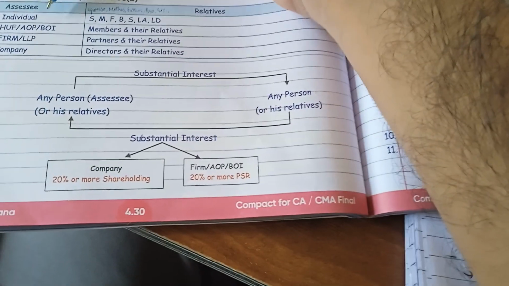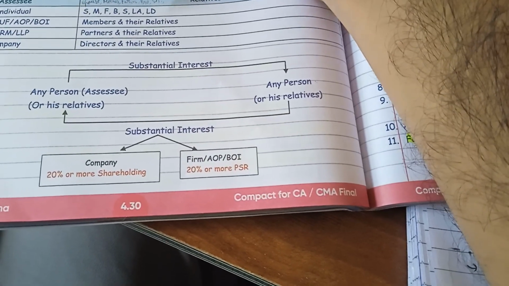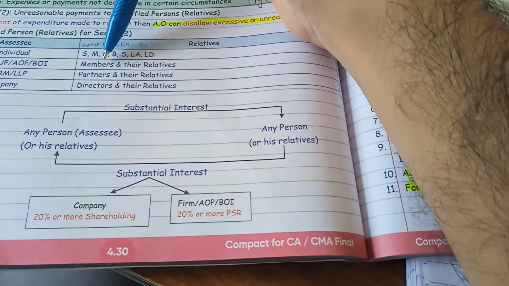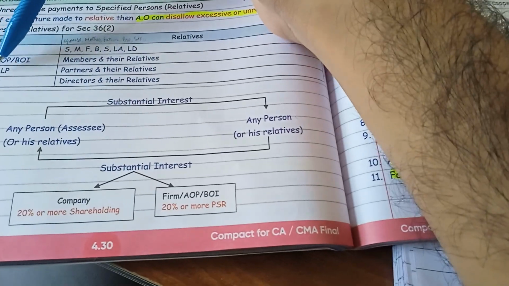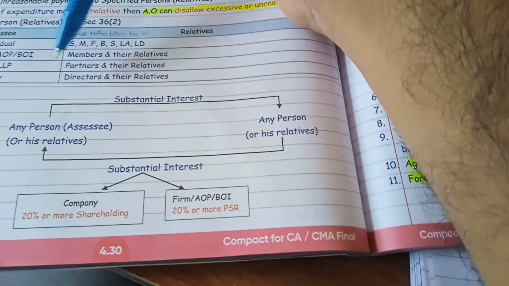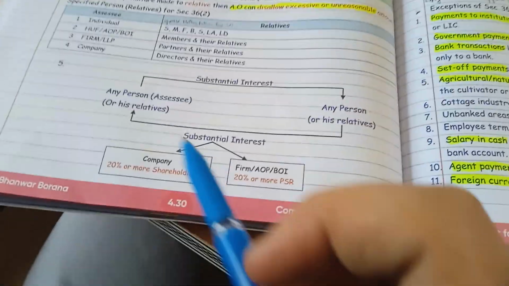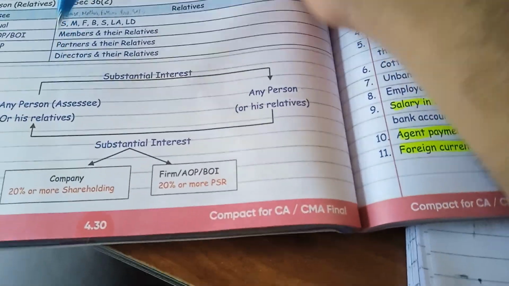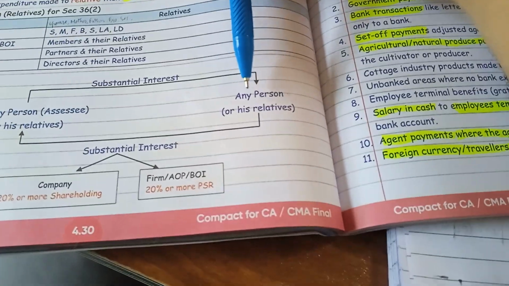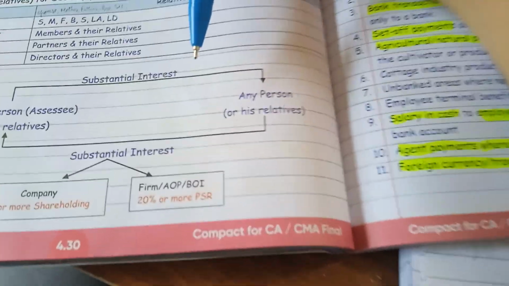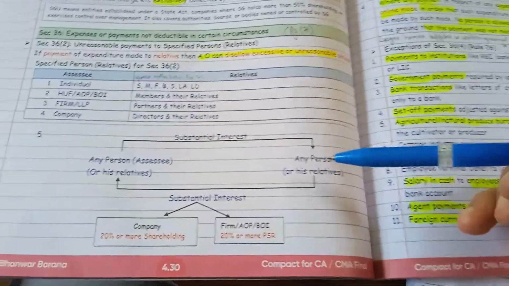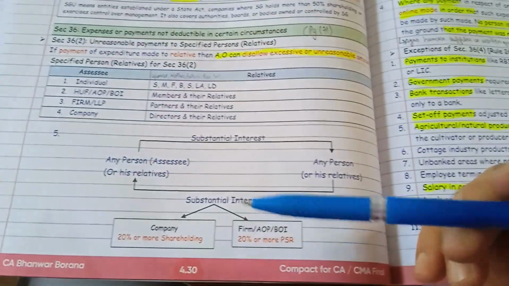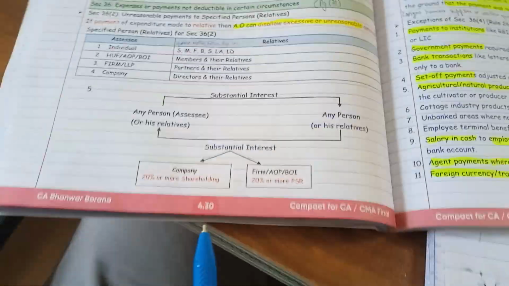So, in case of an individual, his spouse, mother, father, brother, sister, lineal ascendant, and lineal descendant are his relatives. For HUF, AOP, BOI, their members and relatives. For firm and LLP, partners and their relatives, and for company, directors and their relatives. And in case of any person, in case he has a substantial interest in any person or his relative, they will be considered as related. And in case any person has any substantial interest in him or his relatives, then they will also be considered as related.